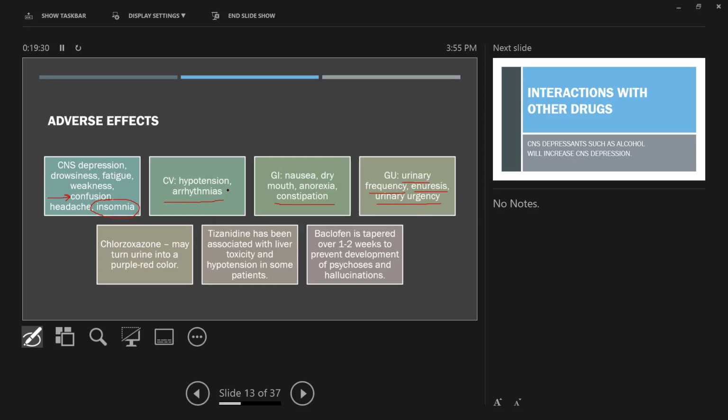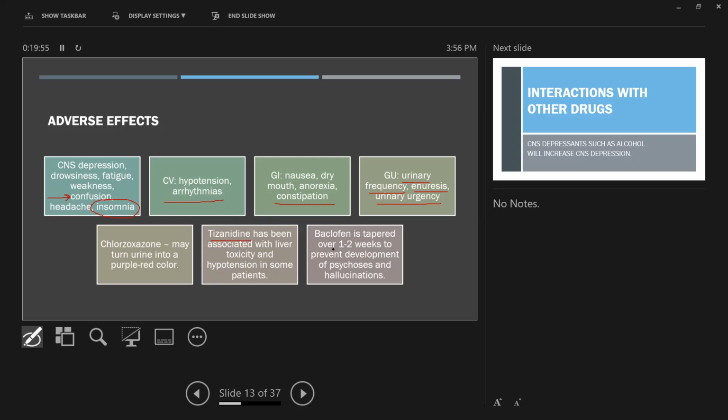Chlorzoxazone will turn the urine purplish or orangish or purplish red color. That can really freak people out. Warn them about that. Tizanidine has been associated with liver toxicity and hypotension in some patients. In younger patients, athletes where this is usually used, that's rare.